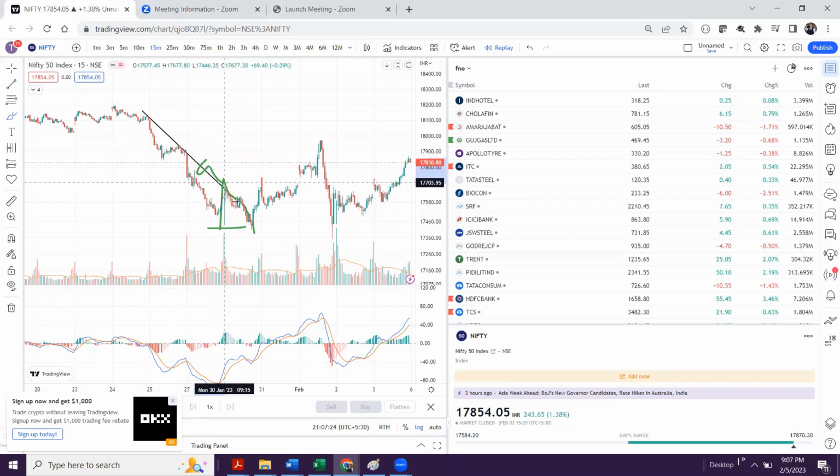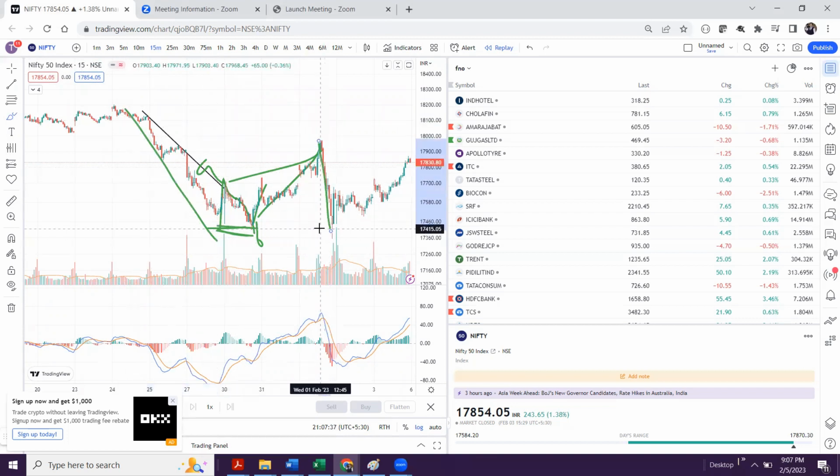So this was the A wave, this was the B wave. We expected a C wave up after that to complete this corrective structure known as an expanded flat, and after this impulse we expected one move down. So irrespective of what was happening with the budget, the structure here itself told us that we were expecting an up move and then a down move.